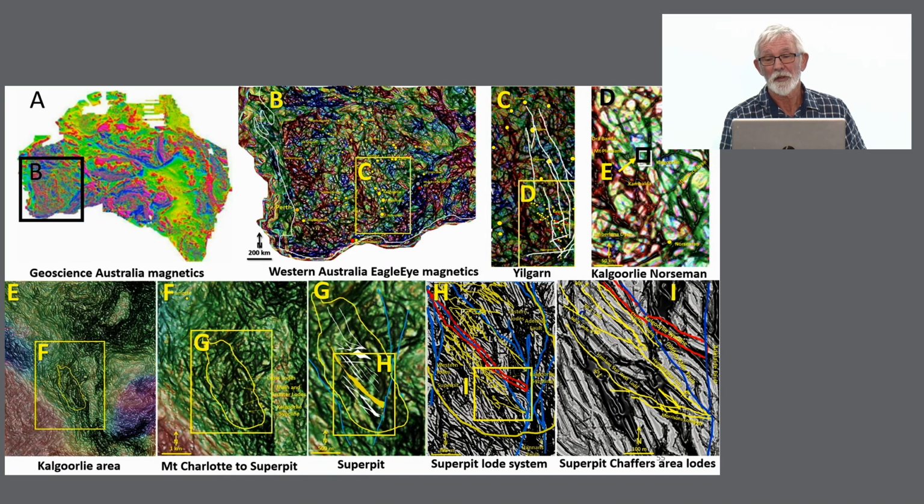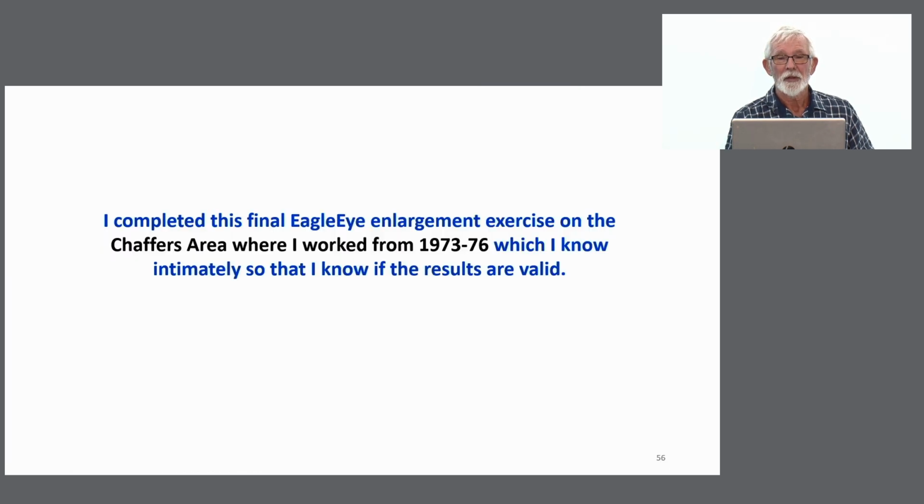So we now go down to the south end, Chaffers area, which was my home back then, although back then I was a bit of a roaming geologist, and if anyone had something they wanted to show me, I went from one end of the Golden Mile up to Chaffers and helped them with their mapping and stuff. Completed this final eagle-eye enlargement exercise on the Chaffers area, where I worked from 73 to 76, which I reiterate I knew intimately, so I know if these results are valid or not. And I'd have a guess that there's very few people that can say that.